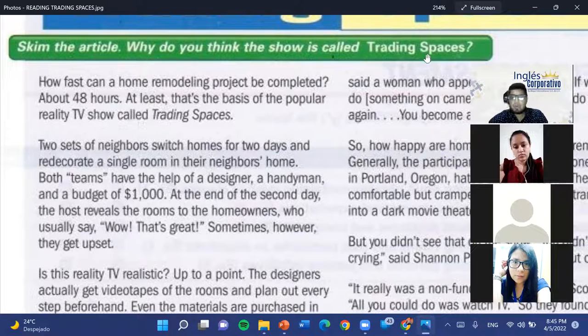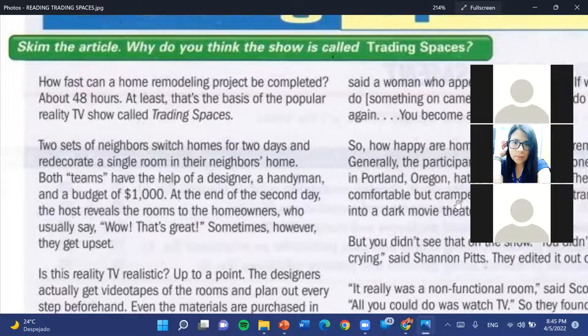Skim the article. Why do you think the show is called Trading Spaces? How fast can a home remodeling project be completed? About 48 hours. At least that's the basis of the popular reality show called Trading Spaces. Two sets of neighbors switch homes for two days and redecorate a single room in their neighbor's home. Both teams have the help of a carpenter, a handyman, and a budget of $100. At the end of the second day, the host reveals the room to the homeowners, who usually say, "Whoa, that's great." Sometimes, however, they get upset.